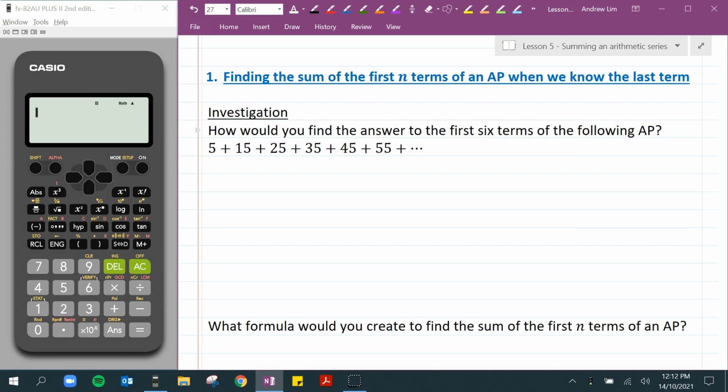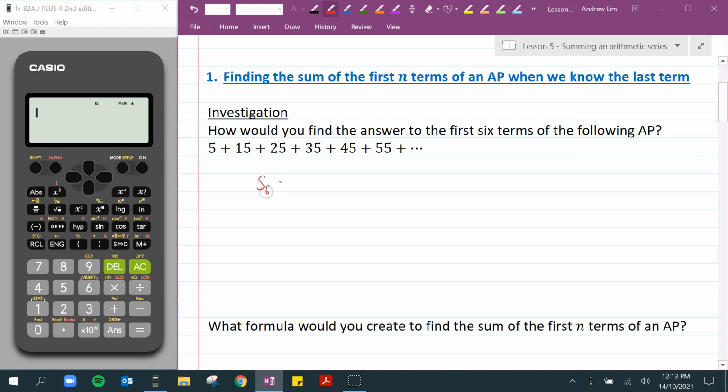Here's an investigation for you. How would you find the answer to the first 6 terms of the following AP? 5 plus 15 plus 25 plus 35 plus 45 plus 55. What would the answer be to that? Pause the video, have a go yourself. Alright, well, hopefully you did something like this.